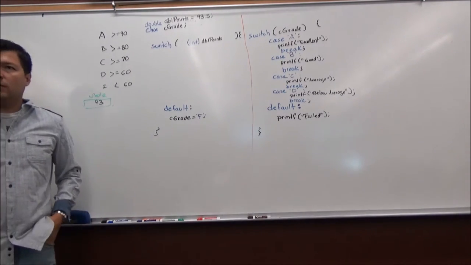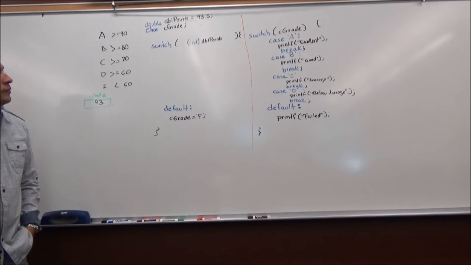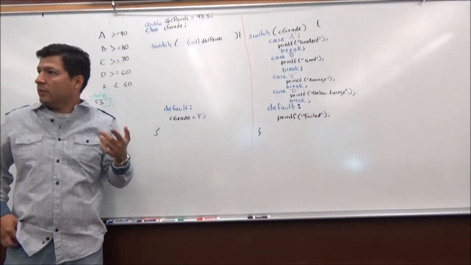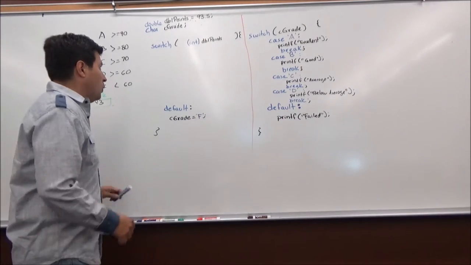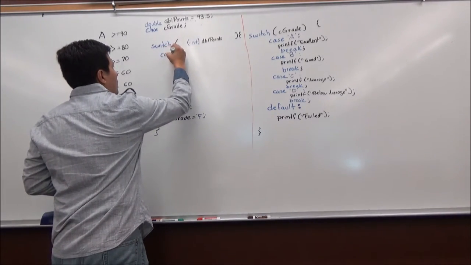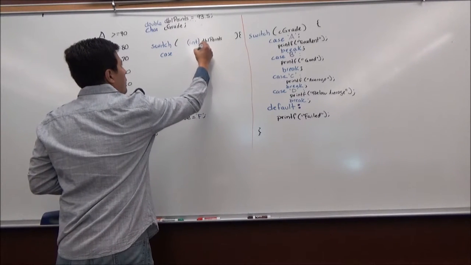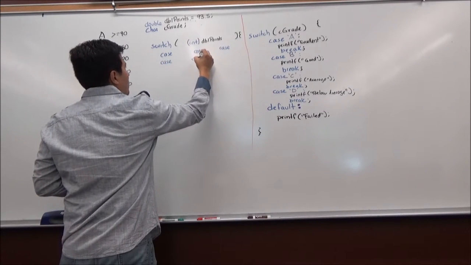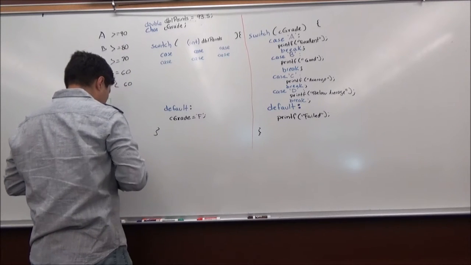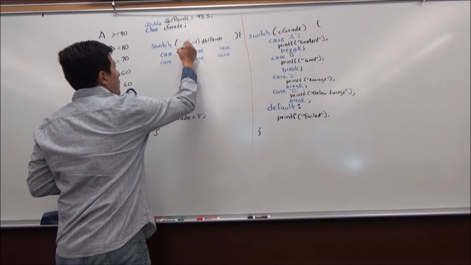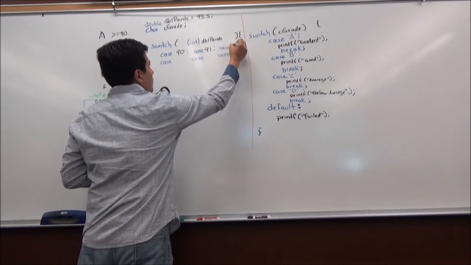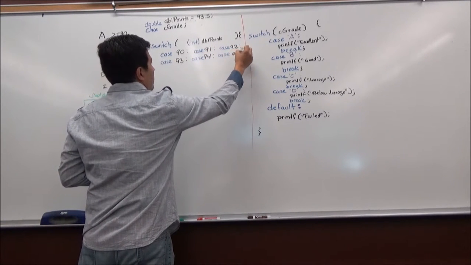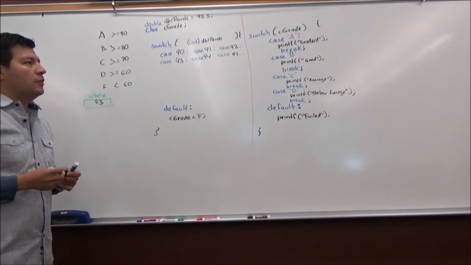Well, what kind of case would you use? So my points become 93 instead of 93.5, right? Now I can do the cast. I guess I could do something like this. I'm just gonna write them like this for space. So you get case 90, case 91, case 92, case 93, case 94, case 95, and so on. Until I get to a 100 to get the A.